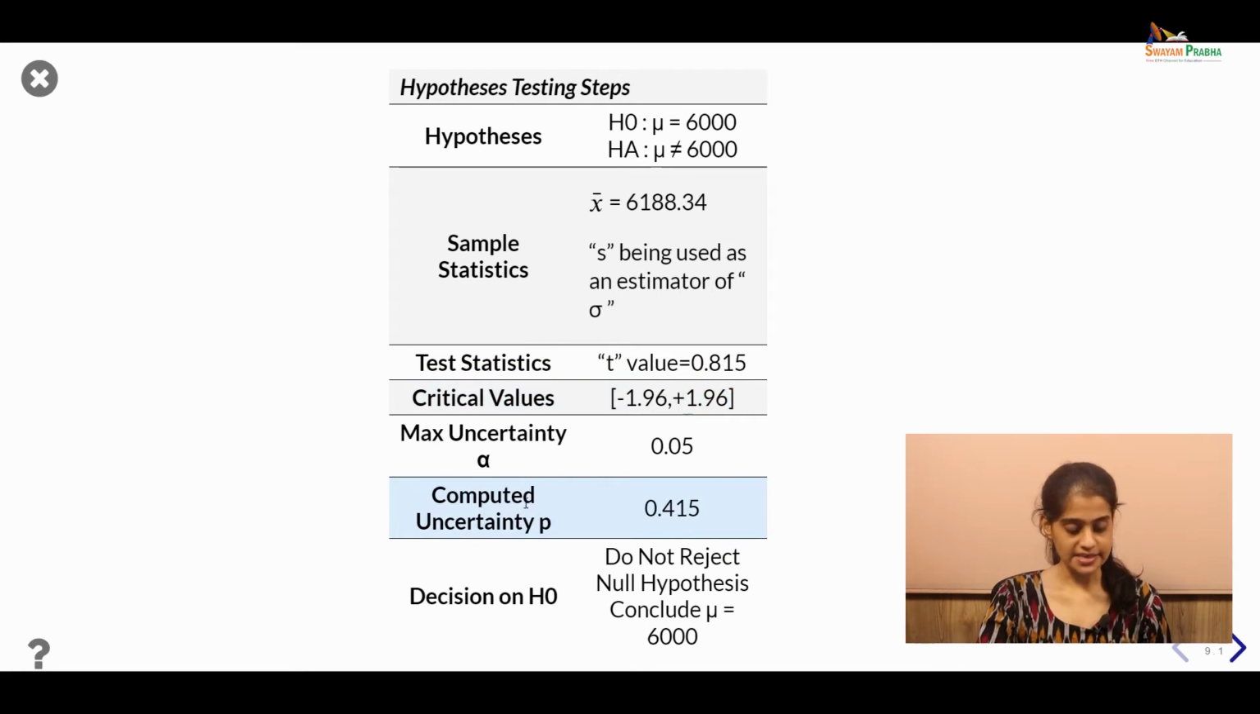The second way of arriving at a decision is using the p value. To arrive at that decision, you compare the p value with alpha. If your p-value is less than alpha, then you can reject your null hypothesis. Otherwise, you fail to reject your null hypothesis. So, in this case, my t-value is 0.815. It's well within this limit and my computed p-value is greater than alpha. So, both these values suggest that we don't have enough evidence to reject our null hypothesis, and hence our decision is going to be fail to reject null hypothesis. So, this is how you arrive at a decision given these values.